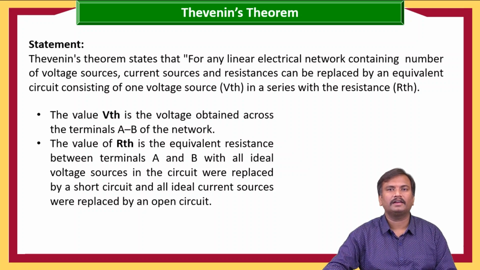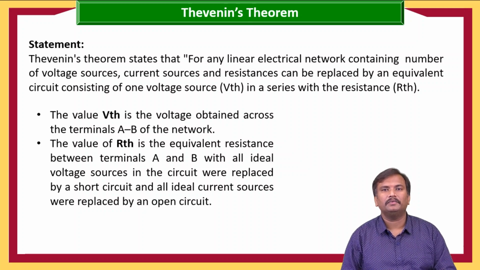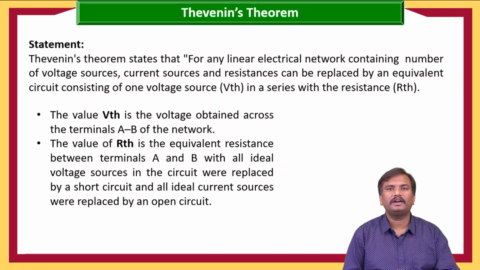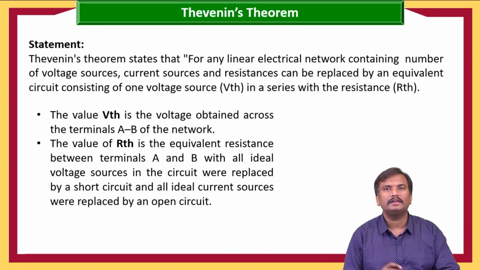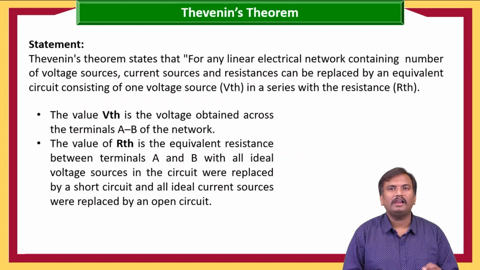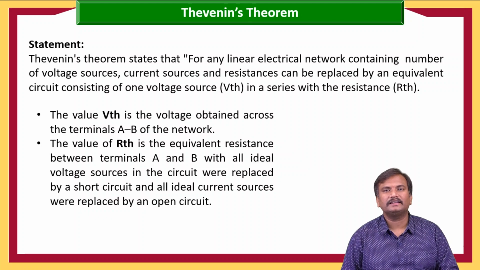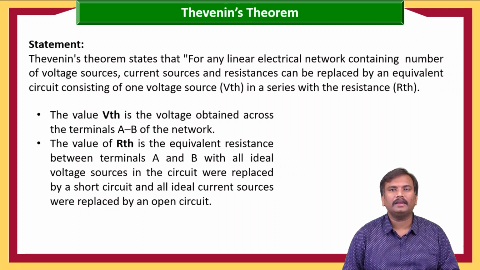So whatever the circuit which is having linear elements, connected together with a different number of sources, whatever the circuit between the two terminals can be replaced with a single voltage source in series with the resistance, where the value of voltage source is the open circuit voltage across the two terminals of the given circuit, and the value of resistance is equal to the equivalent resistance between the two terminals by making all the active sources to 0.